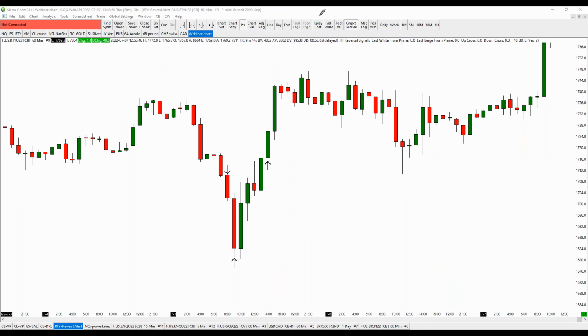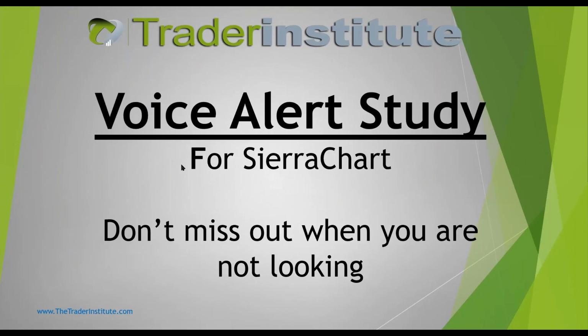That's it. Very simple indicator. Mostly visual, okay? And the voice alert indicator. Voice alert indicator is something I use for a reason, and I'll show you.